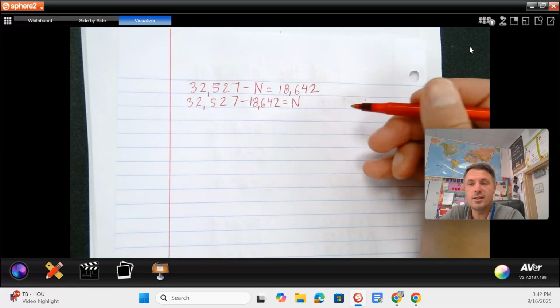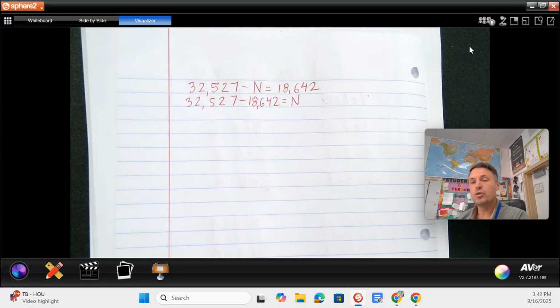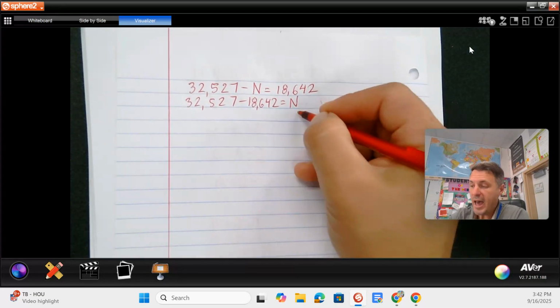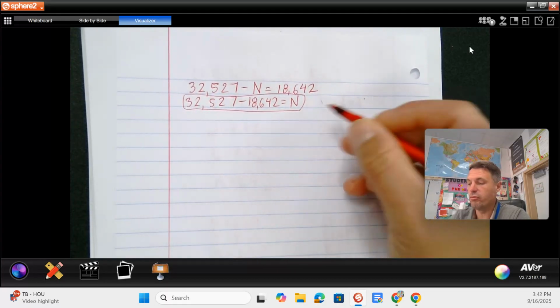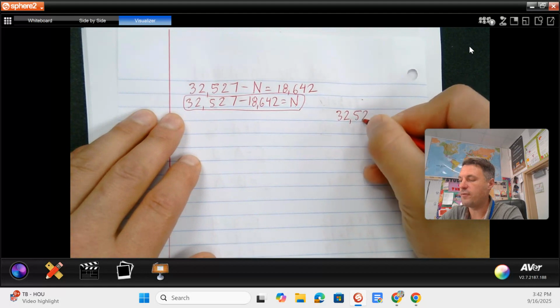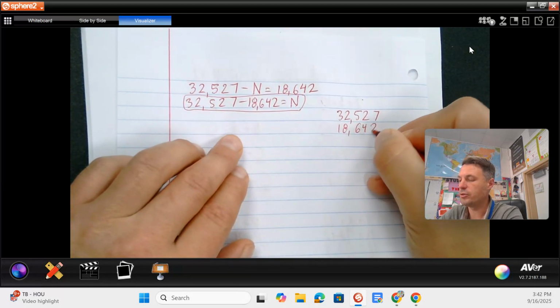There isn't even any reason to make the two addition facts. Make the fact families as soon as you write a fact that has the unknown on the right side of the equal sign. That's the problem you need to do. So what do we do to solve for n? We do 32,527 minus 18,642.